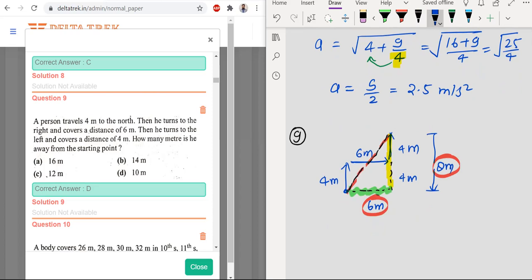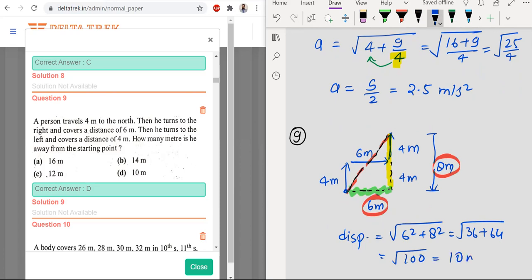The final position, the displacement, will be root of 6 square plus 8 square. So let's solve it. 6 square is 36, 8 square is 64. The total value will be 100. So it will be 10. Okay.